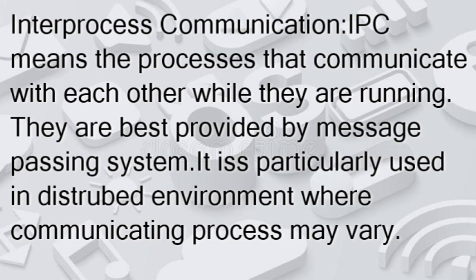We have already discussed in the previous video that we have inter-process communication. Basically inter-process communication means processes that communicate with each other while they are running. They are best provided by a message passing system. It is particularly used in distributed environments where communicating processes may reside on different computers connected within a network. So that is called inter-process communication that we require whenever we are using a cooperative process.